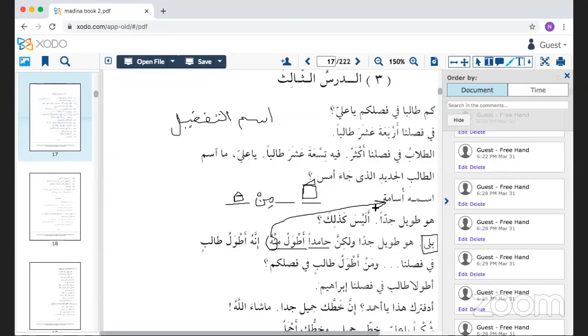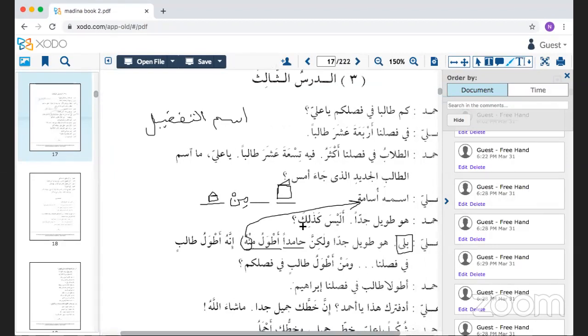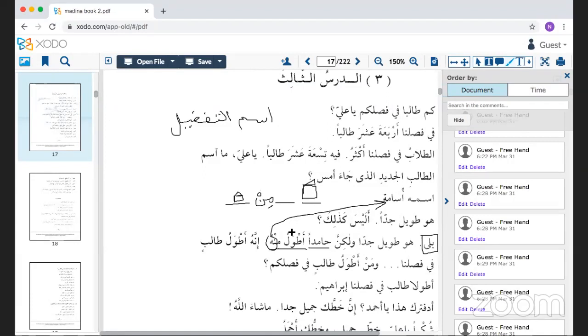So then, hamidan atwalu min usamata. And that is what this dhamir is pointing to. Then over here, he said, innahu atwalu talibin fi faslina. أطول طالب في فصلنا. And look at the rules that we spoke about.